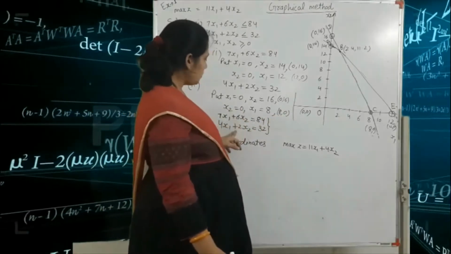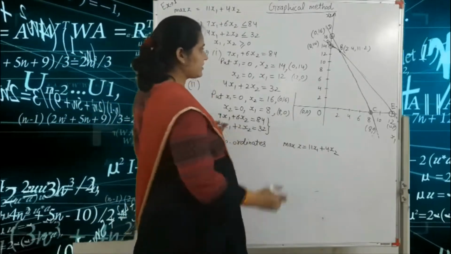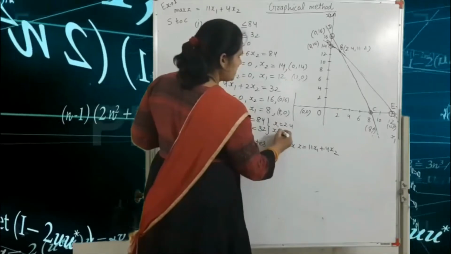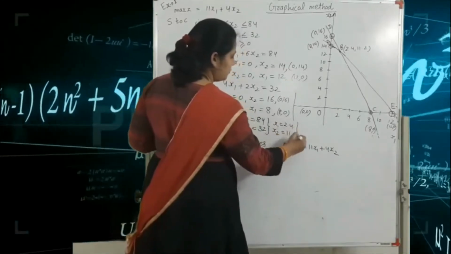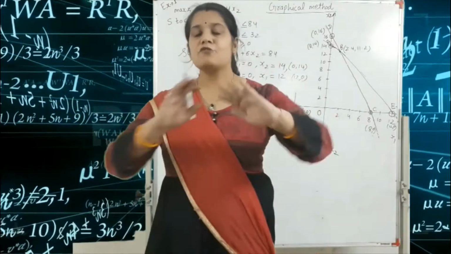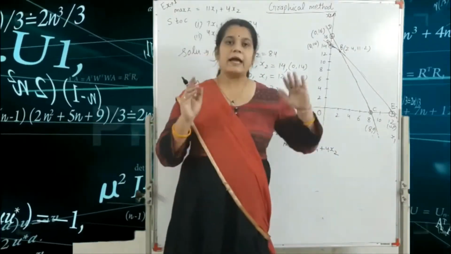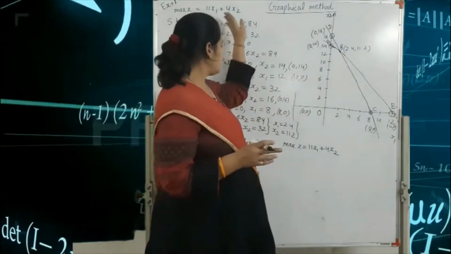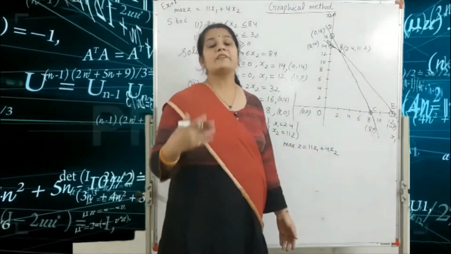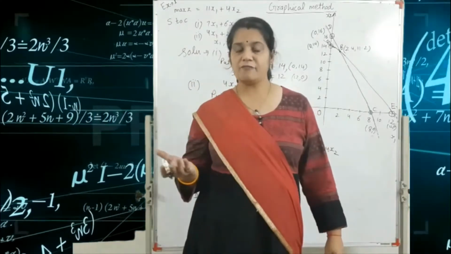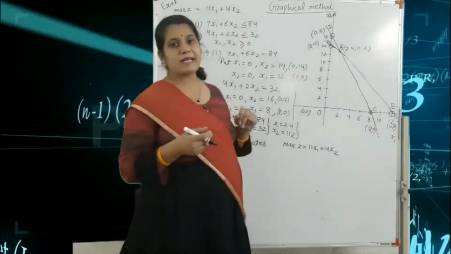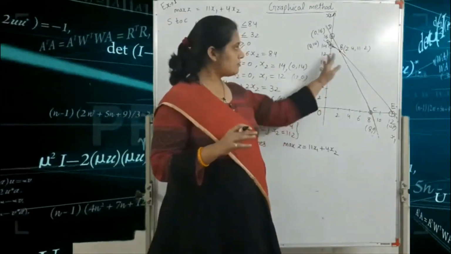Okay, you solve both the equations, so we get x1 is equal to 2.4 and x2 is equal to 11.2. So we write here 2.4 and 11.2. First you draw the graph. In every question, you follow all these steps and draw the graph. After making the graph, what is our question? Our question is finding the maximized value. Got it? So first we draw the graph.